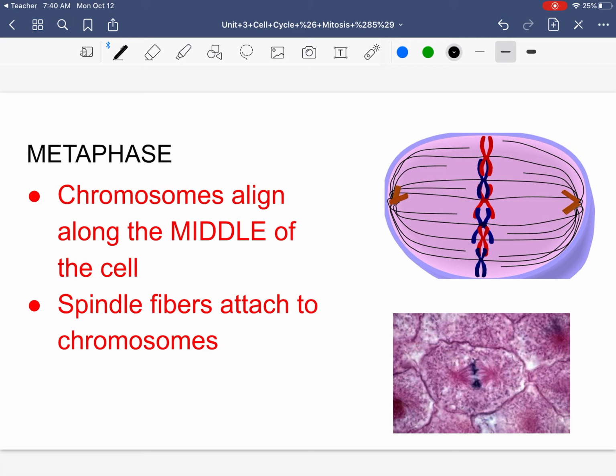Metaphase, your chromosomes are lining up at the center of the cell. They are meeting in the middle. Metaphase, they're meeting in the middle. The spindle fibers, these little lines, they're attached to one half of the chromosome, and they're going to help split them up in a later phase.